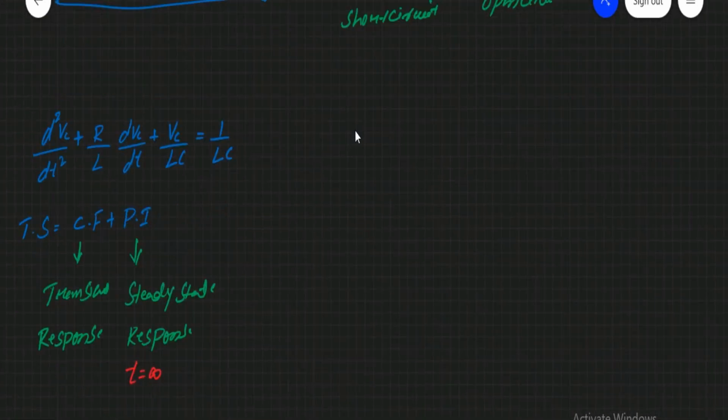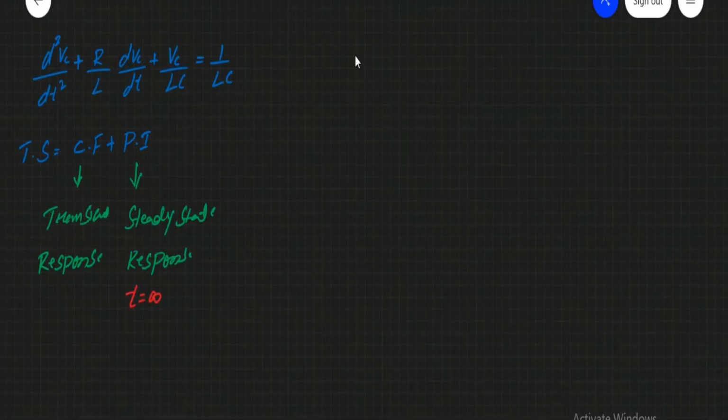Here we got the steady state response. The steady state response is equal to V, so Vc is equal to V. Now it is time to find our complementary function, that is your transient response.